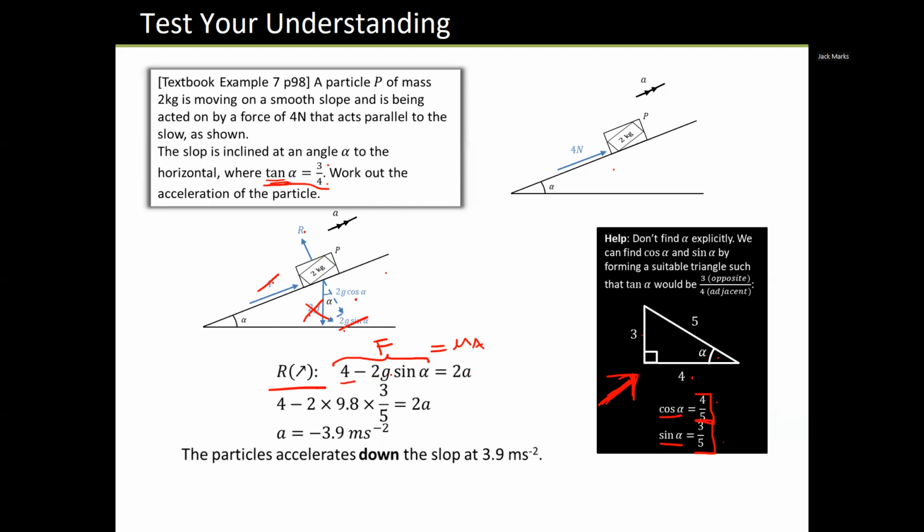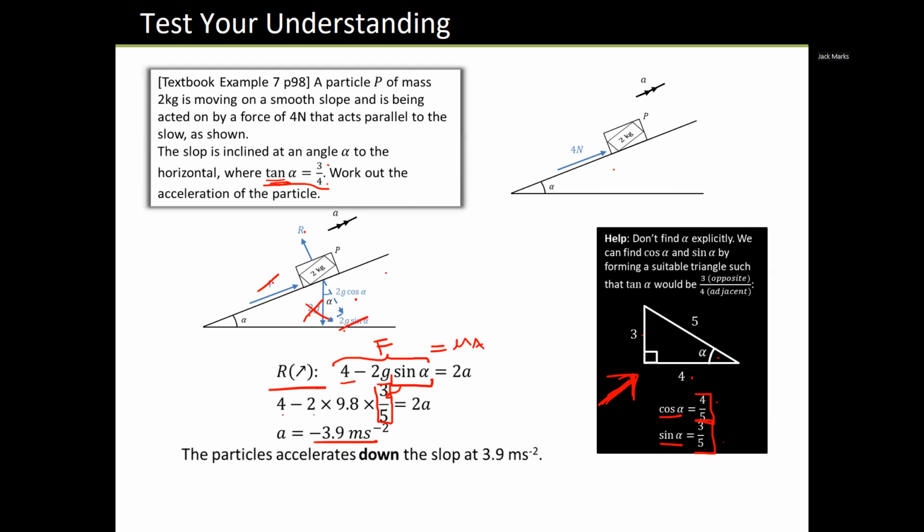Then, for sine alpha, did you notice that they didn't say sine alpha? They said 3/5. So 4 minus 2, g is just 9.8, times 3/5 equals 2a. And then dividing by 2, we get our answer here. It's a negative, but that's fine. Acceleration is a vector. You're allowed to get negative values. That just means that if this is positive, it's negative. It means the thing is slowing down. Okay.